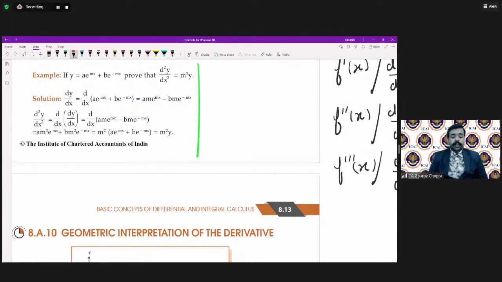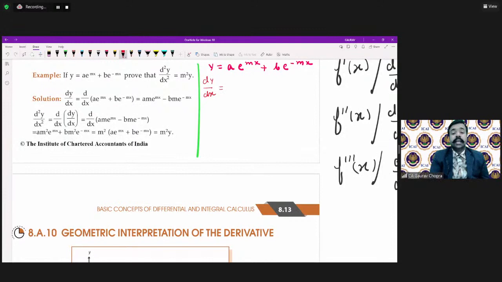So what can be done here? Let us take the derivative, the first derivative. So y is equal to a e to the power of mx plus b into e to the power of minus mx. This is given. So taking the first derivative, dy by dx is equal to.